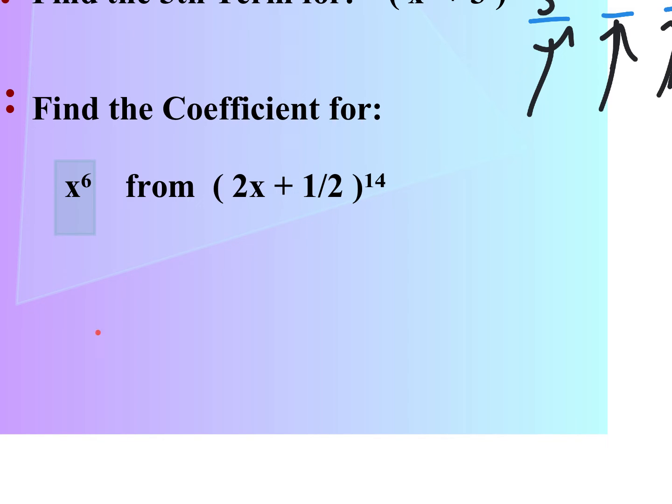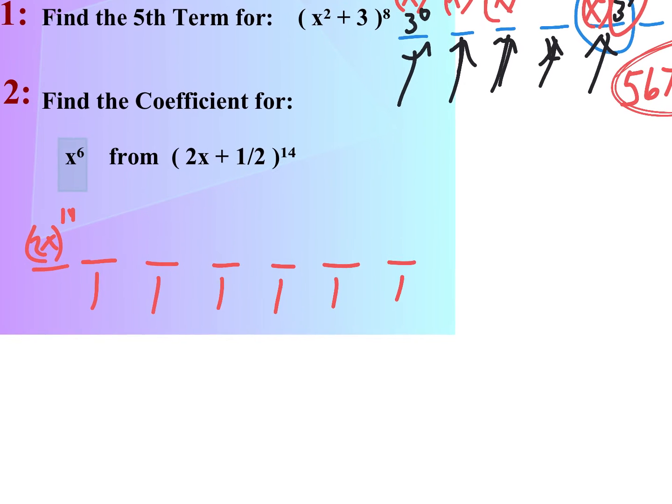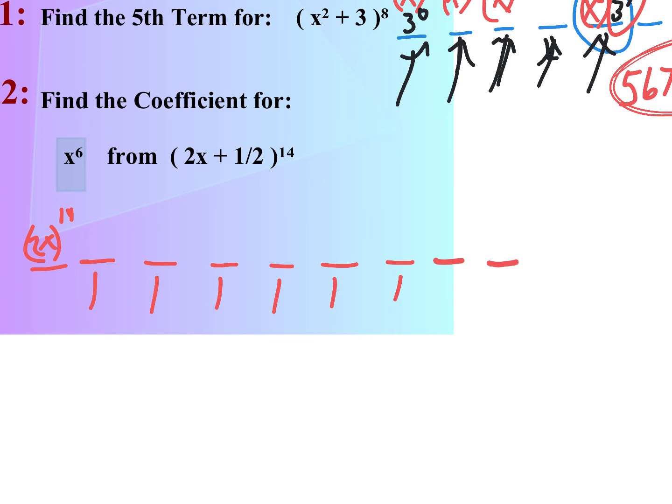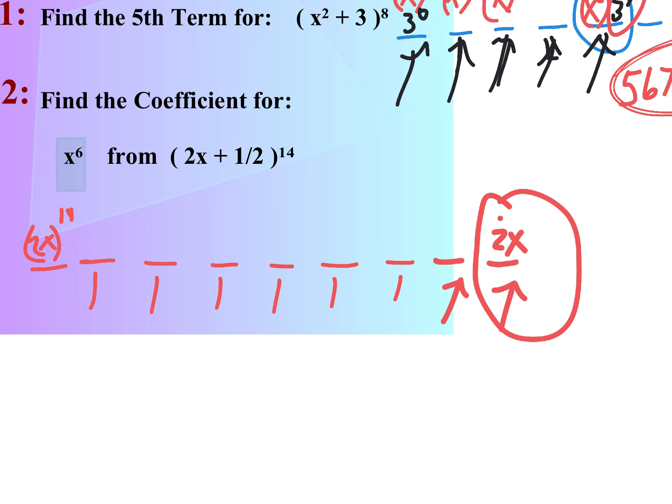Well, then I know that I'd have to do it out quite a ways because 2x to the 14th would be here. And I got to go to where the x to the 6th would be. So 13th, 12th, 11th, 10th, 9th, 8th, 7th, 6th. Ooh, that one right there is the term that I need. And that one had 2x to the 6th.